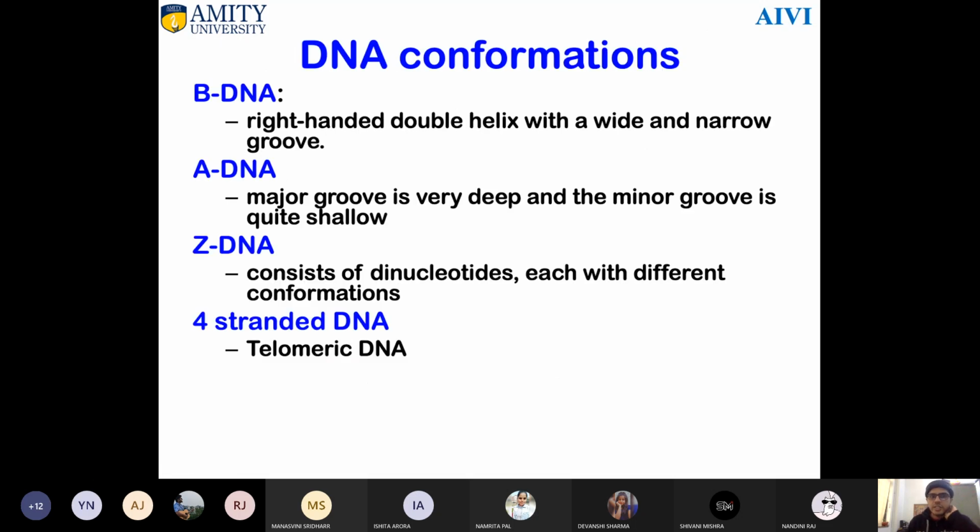Okay, then other conformations, as I mentioned: A, Z, and 4-stranded DNA is also there. This 4-stranded DNA is mainly formed in your telomere, and it is also formed at the location of the centromere in your metaphase chromosome.